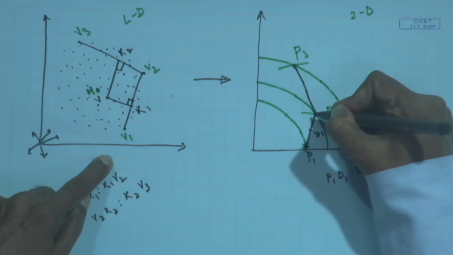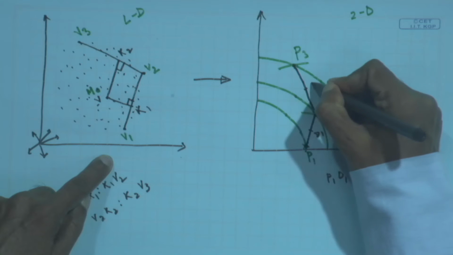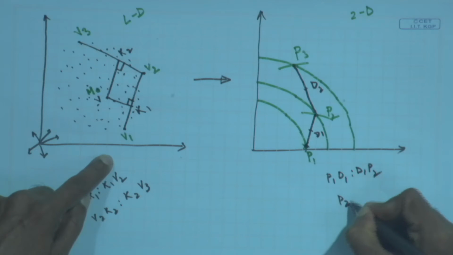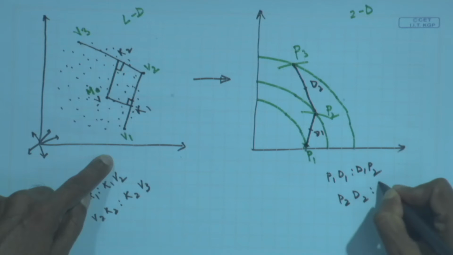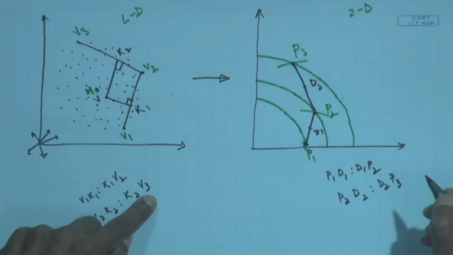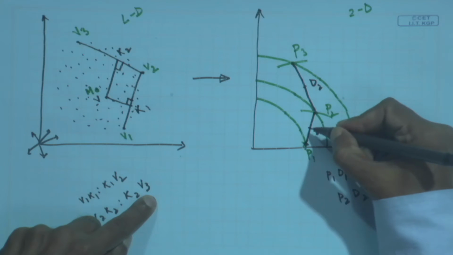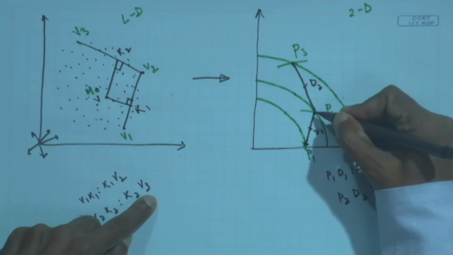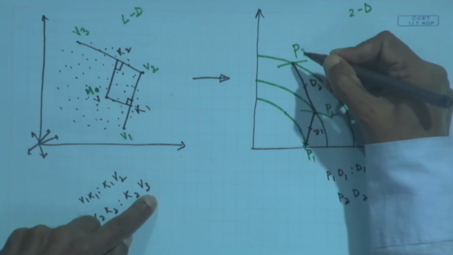Similarly, I am going to locate another point D2, such that the ratio P2D2 to D2P3 is the same as the ratio V2K2 to K2V3. So, I am able to locate the points D1 and D2 on the lines P1P2 and P2P3 respectively.